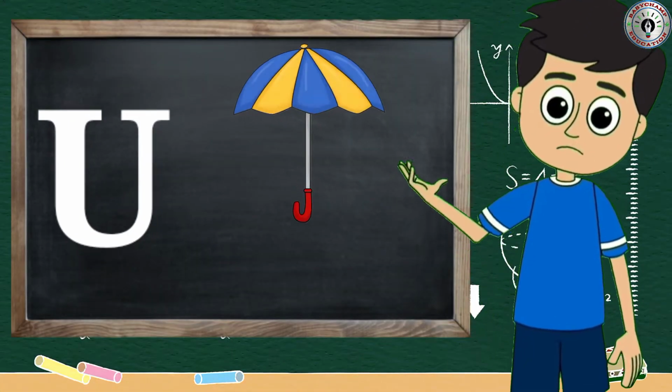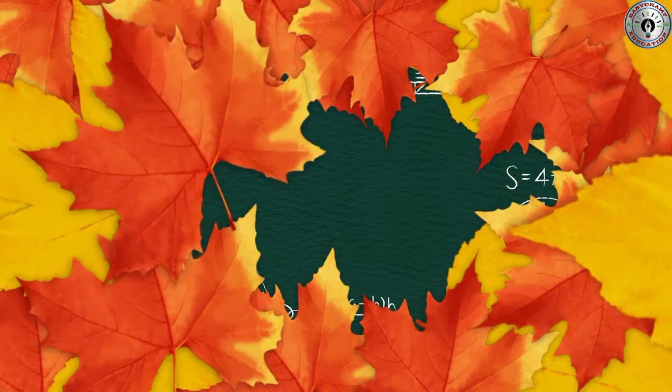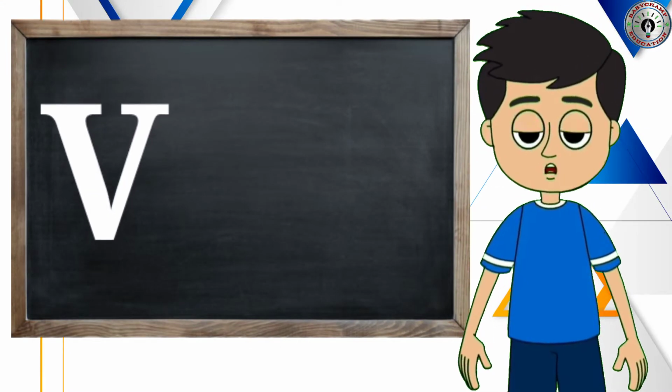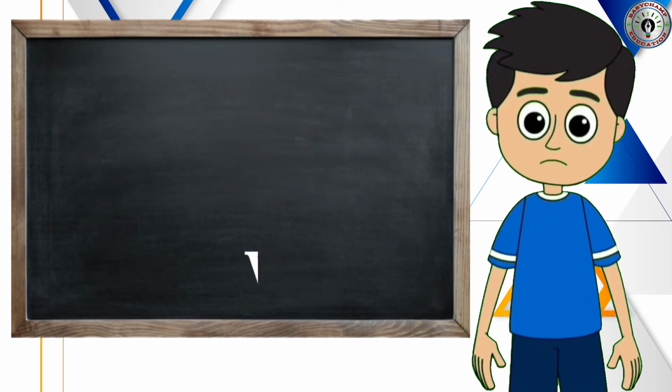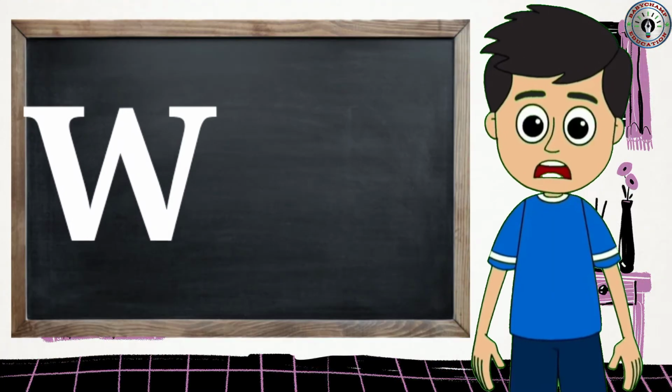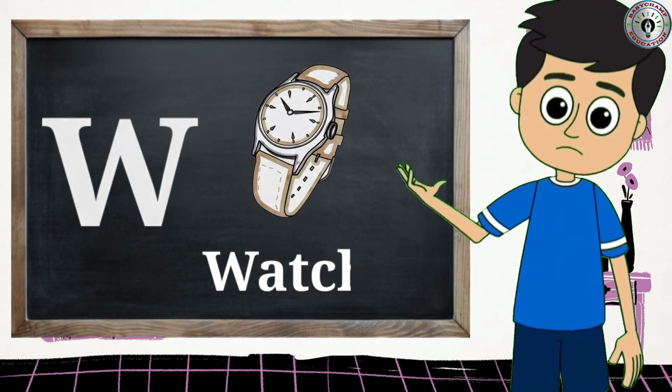U, U for umbrella. U M B R E L L A, umbrella. V, V for van. V A N, van. W, W for watch. W A T C H, watch.